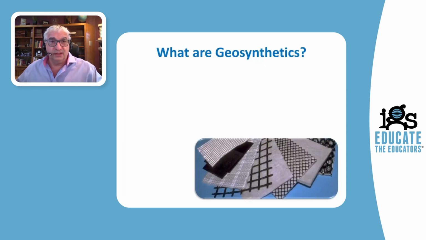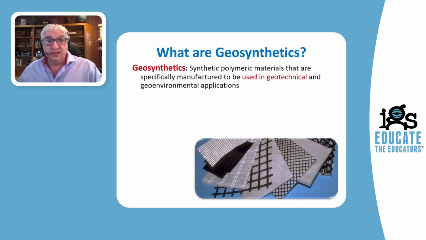So what are geosynthetics? We can define geosynthetics as polymeric materials that are specifically manufactured to be used in geotechnical and geoenvironmental applications. So what makes a textile become a geotextile is its use. A textile like this, if it was manufactured for use in a geotechnical project, it becomes a geotextile. I would say that this is primarily polymeric materials, but in some cases we see other materials such as natural materials being used also as geosynthetics.